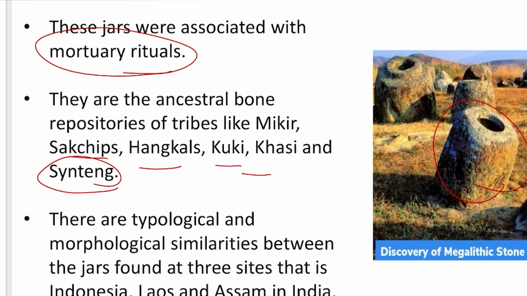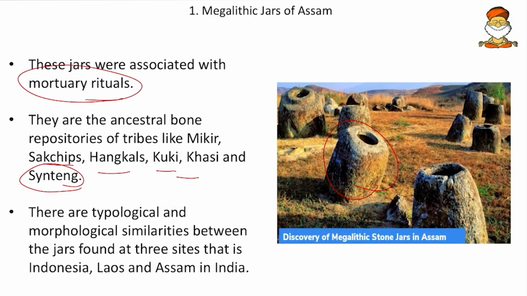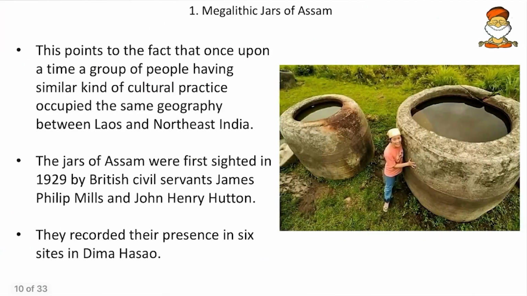We have one more specialty of this, that is, these are typologically similar to those jars present in Indonesia and Laos. So there is a cultural connectivity between the Assam tribes and the tribes that were living in Indonesia and Laos during that time. So a geographical and cultural connect we can have here. This points to the fact that once upon a time, a group of people having a similar kind of cultural practice occupied Laos as well as Northeast India.